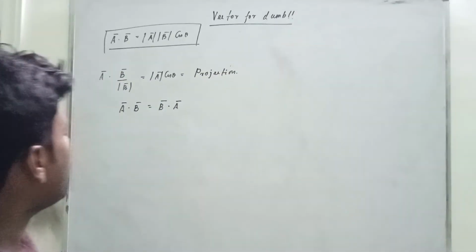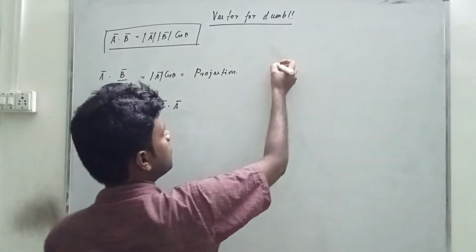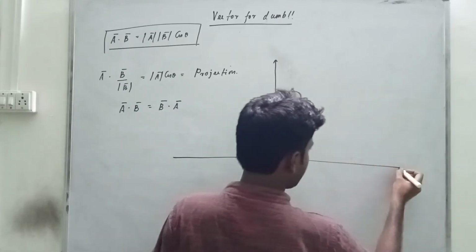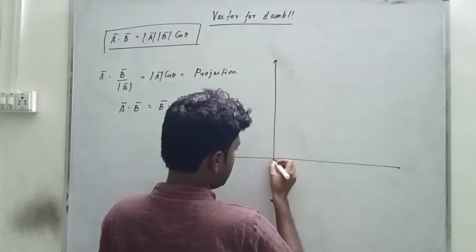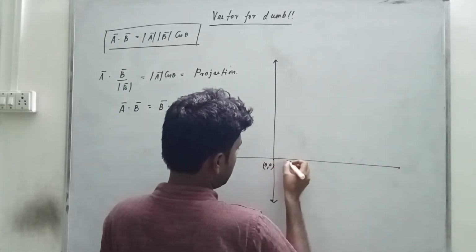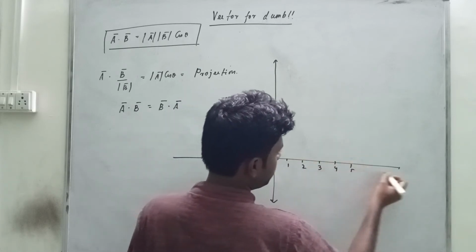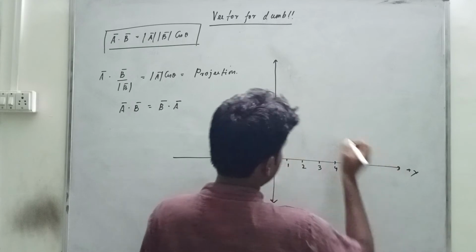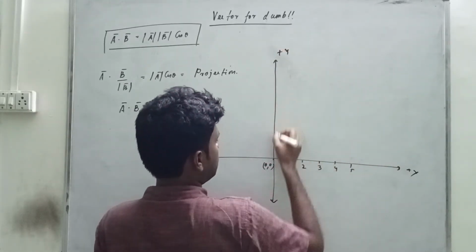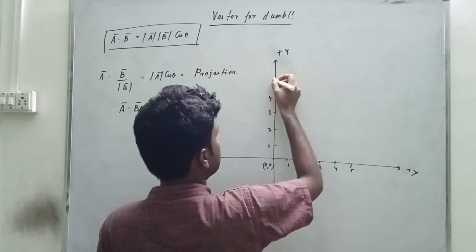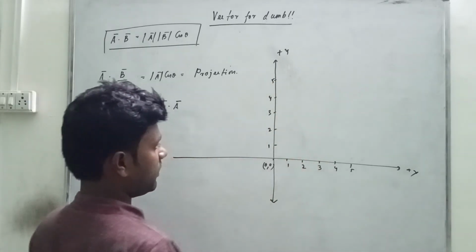Now, if I draw a coordinate system here, it's a 0, comma 0, it's a 1, 2, 3, 4, 5 along the positive x axis. It's a positive y-axis here. It's a 1, 2, 3, 4, 5, and so on here.